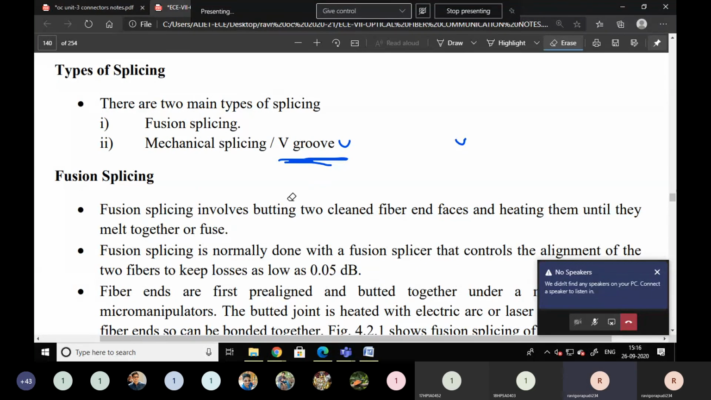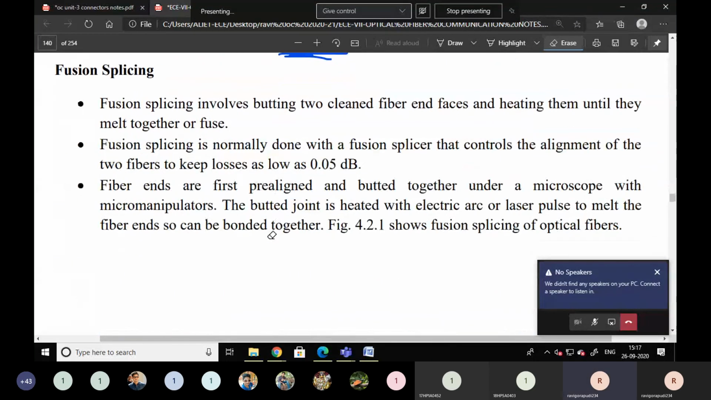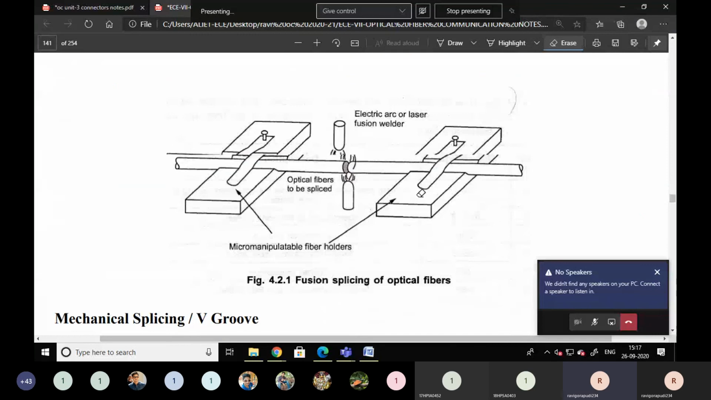Okay, so this fusion splicing, or this diagram.